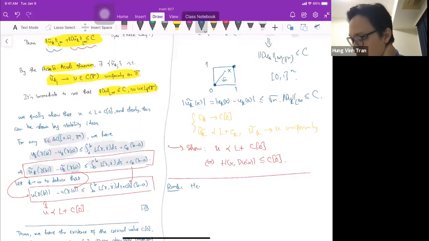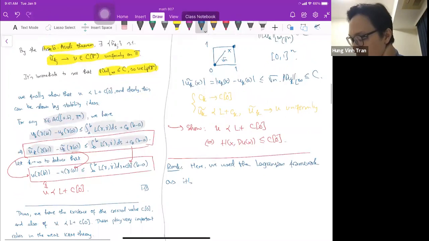Okay, so a remark here: we used the Lagrangian framework as it's clear and stable under uniform convergence.